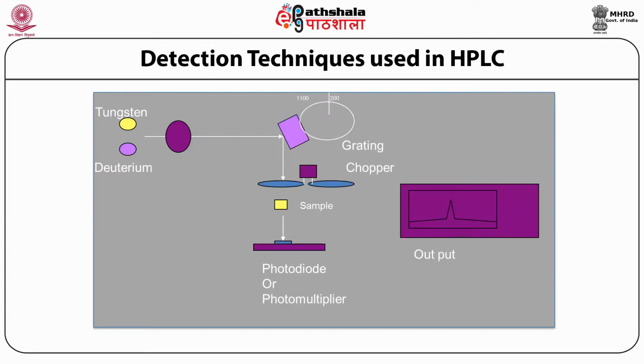The sample cell has a continuous flow of mobile phase, and the emerging ray is allowed to fall on a photodiode or a photomultiplier, which is coupled with an output device to get continuous monitoring of what is coming up in the eluate from the column. Continuously when you are monitoring, when the compound comes up, you start getting the signal.